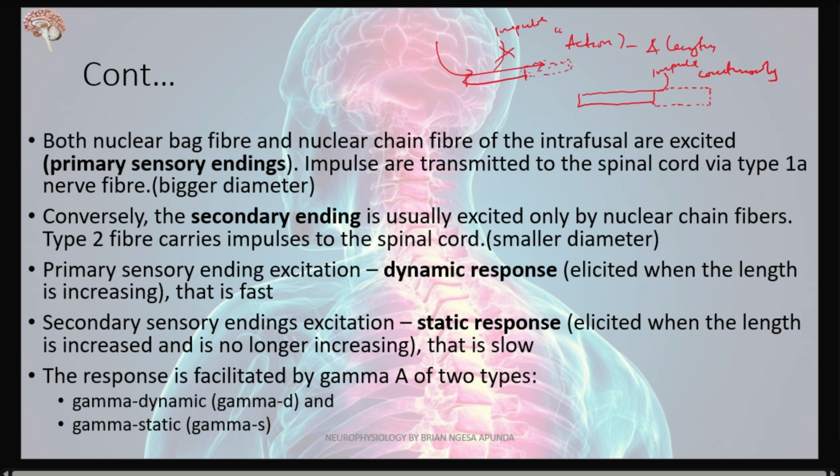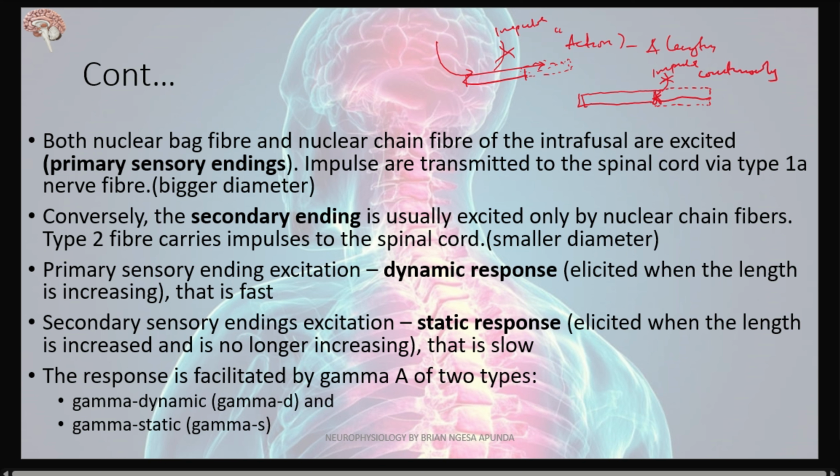So we'll only stop the impulse generation by these receptors or sensory endings over here when we revert the length of the muscle from this point of the stretch to the normal length. So it is until we regain a normal length that we are likely to stop the static response.